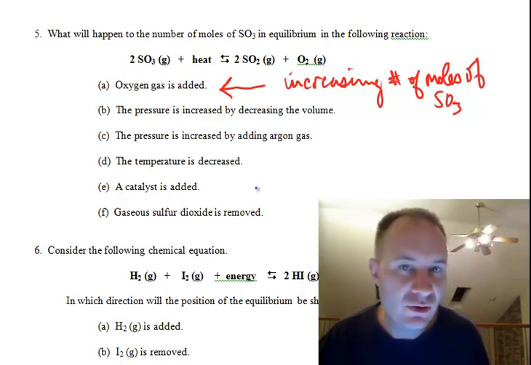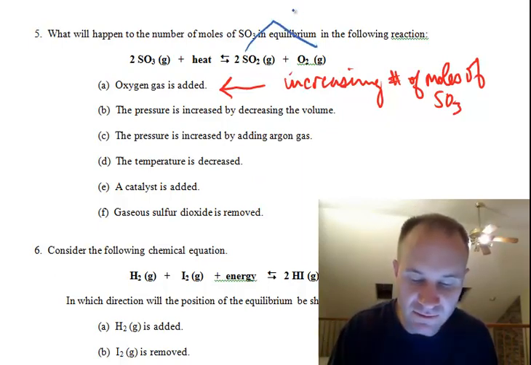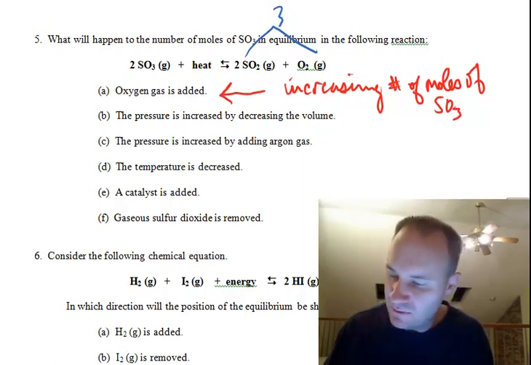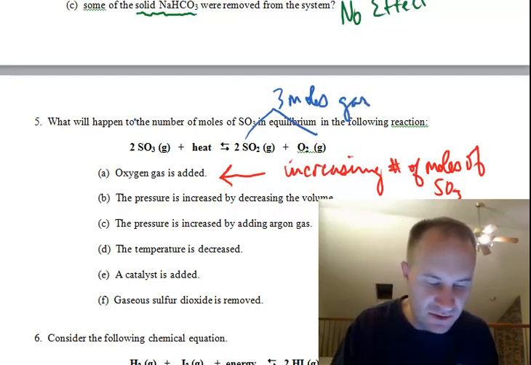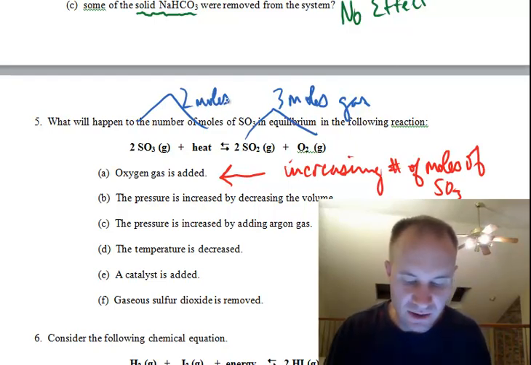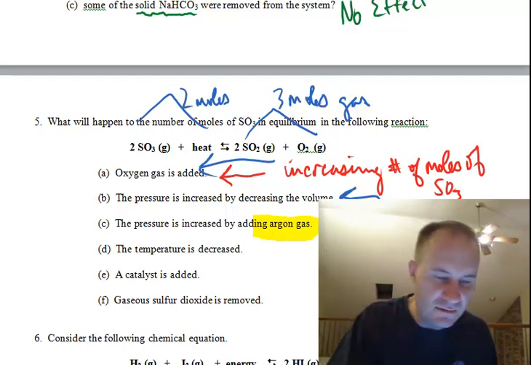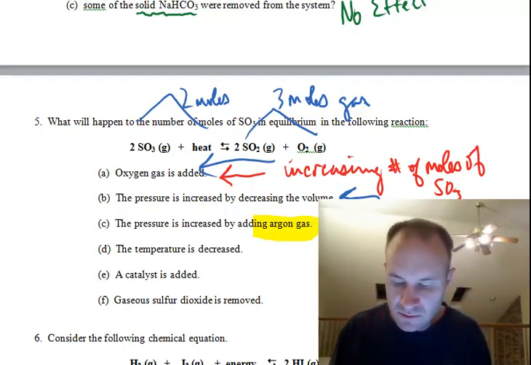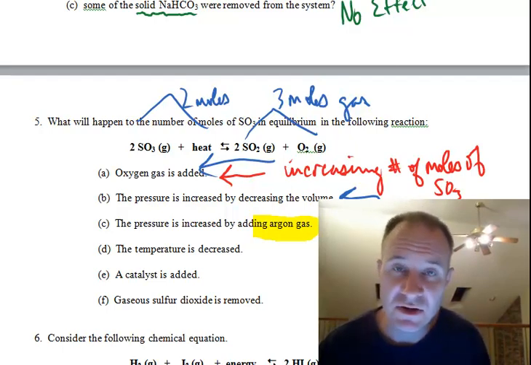Well, if we increase the pressure, we favor the side that has fewer moles of gas. So I look here and I see that we have a total of 3 moles of gas versus 2 moles of gas. Therefore, if we increase the pressure, it's going to go to the left. If we increase the pressure by adding argon gas, no effect. And that's because argon is not a reactant, nor is it a product. It's an inert gas that we're adding.